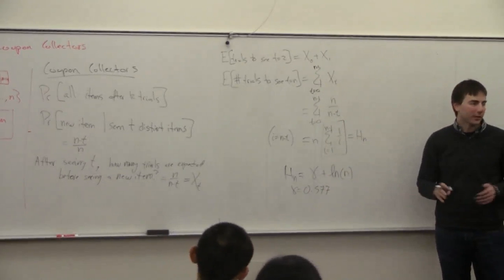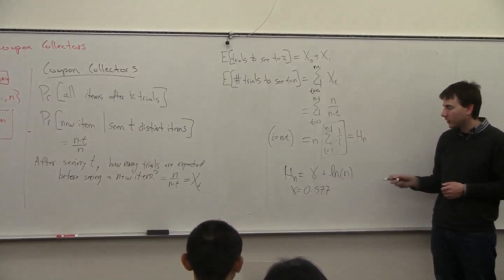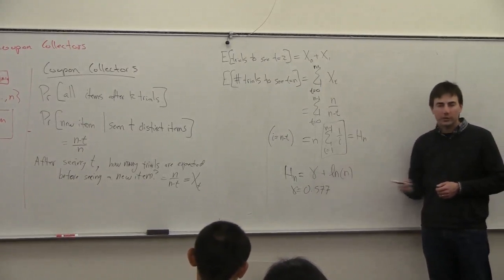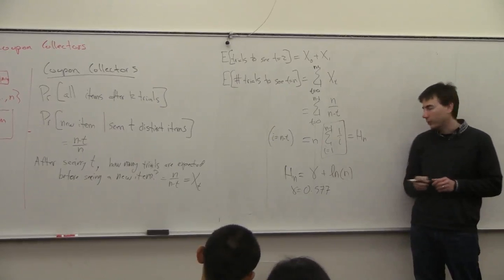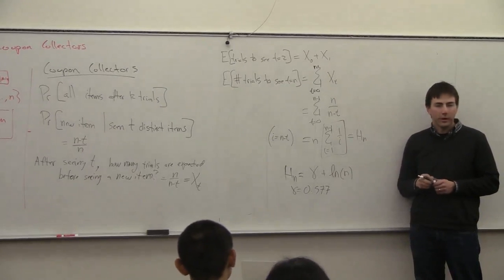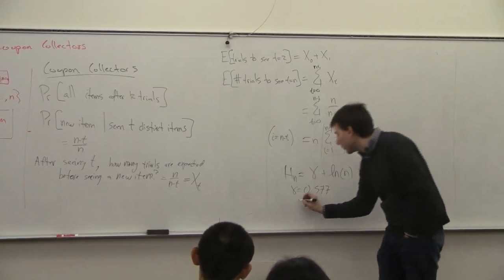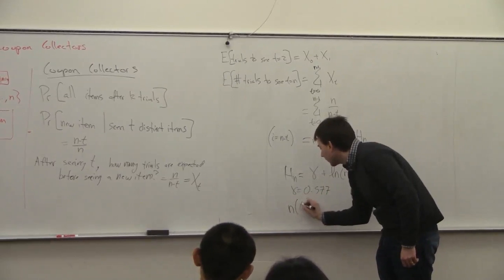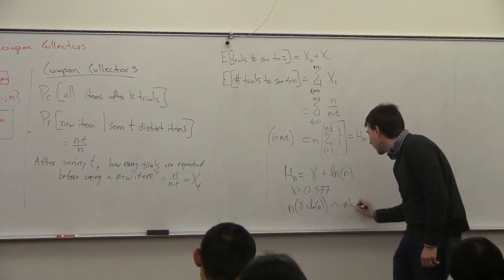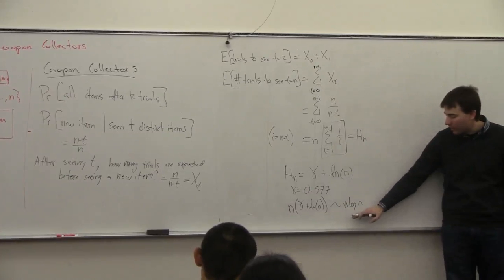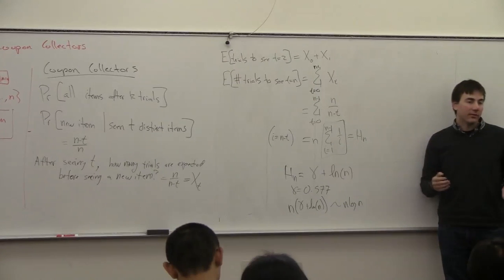This is called the Euler-Mascheroni constant, and it's pretty well known that this is a pretty good approximation of the harmonic series. I think it gets closer as n gets bigger too. It's only off when n is close to one or two. After that, it gets pretty close. And so that means that the number of trials you expect to see is n times gamma plus the natural log of n, or roughly n log n. So you need an extra factor of about log n of these trials before you expect to see everything.